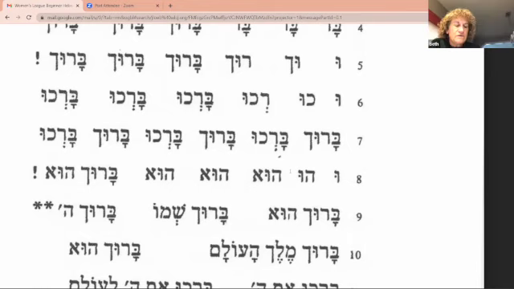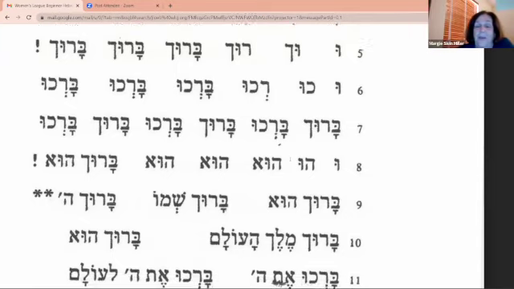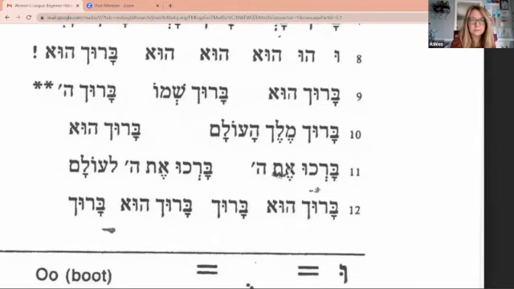Hu. There's no reason for the aleph other than to sit there for no reason, just to confuse us. Okay. Hu, Baruch hu. Very good. We're gonna skip the next line because it's beyond crazy.